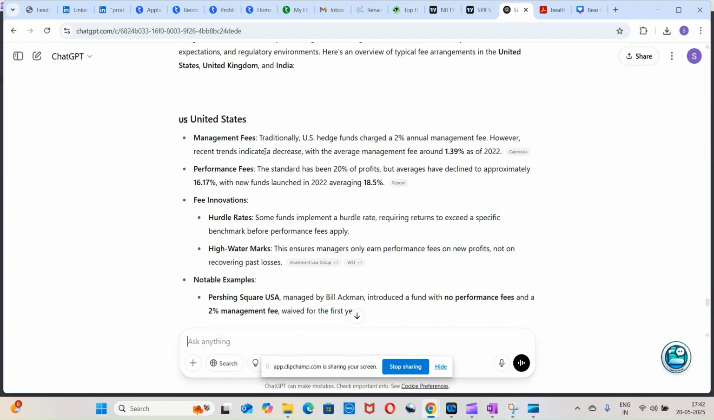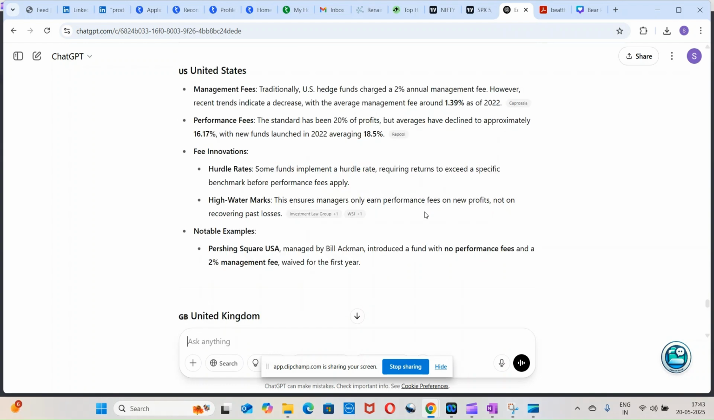So coming to the United States, the management fee is traditionally 2% annual management fee, however, recent trends indicate a decrease of management fee to 1.39%. Okay, performance fee is 20%, as I told you. 2 and 20 is the normal thumb rule. But recently this has declined to 16.17%, with new funds launched in 2022 averaging 18.5%.